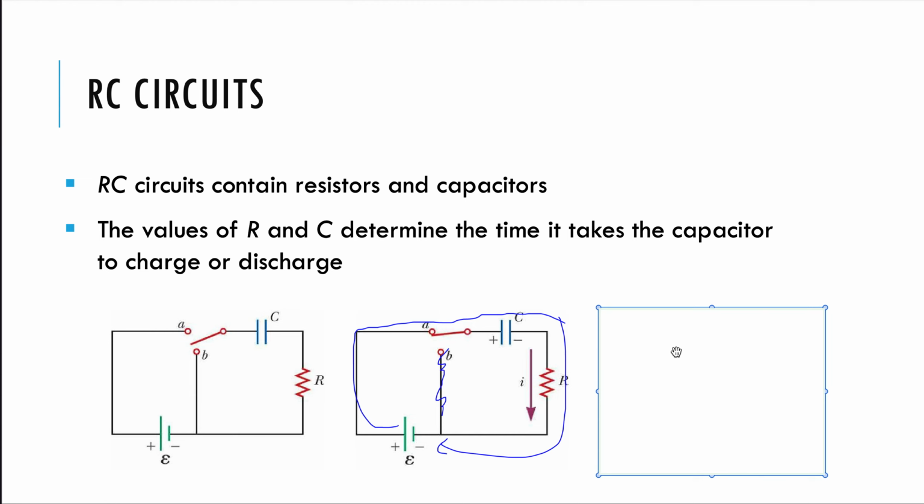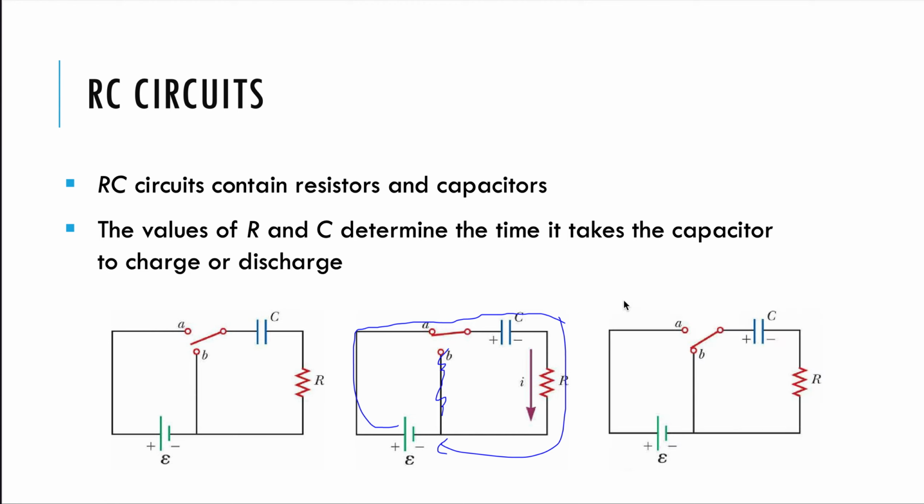The other thing we will be dealing with in the next video is a discharging capacitor. In this case, the switch is at position B, so now we have removed the battery out of the picture. So all the charge that accumulated on the capacitor now is discharging through the resistor. That will be for the next video.